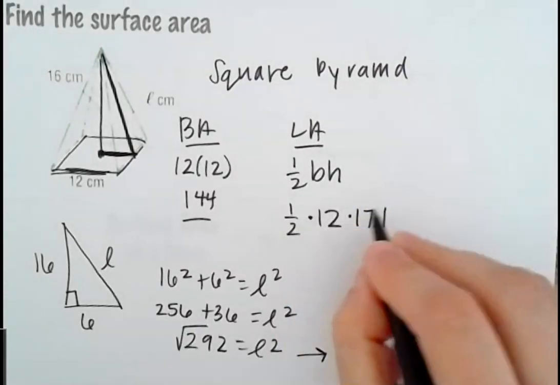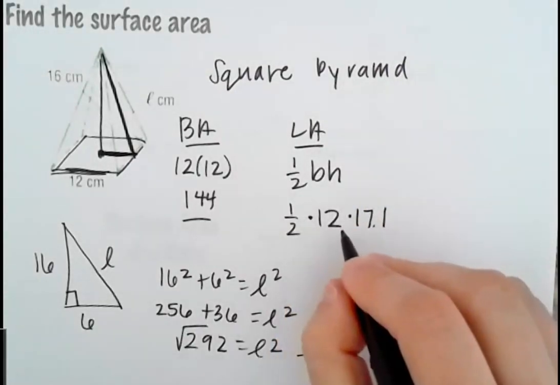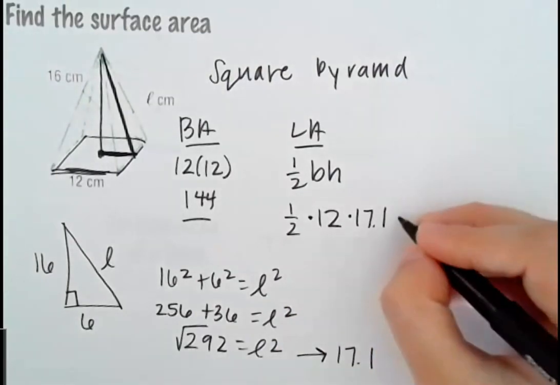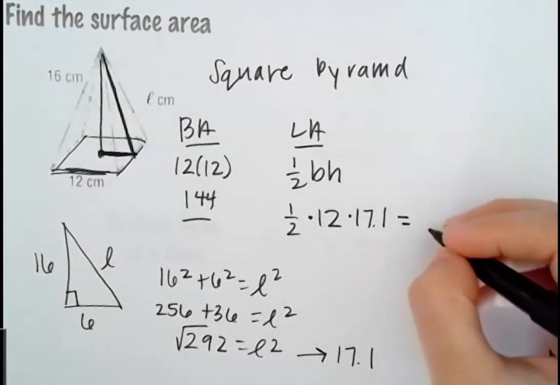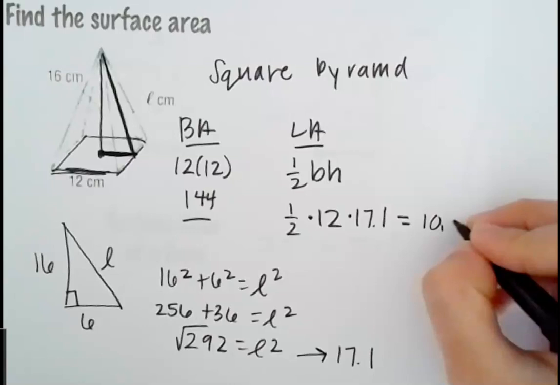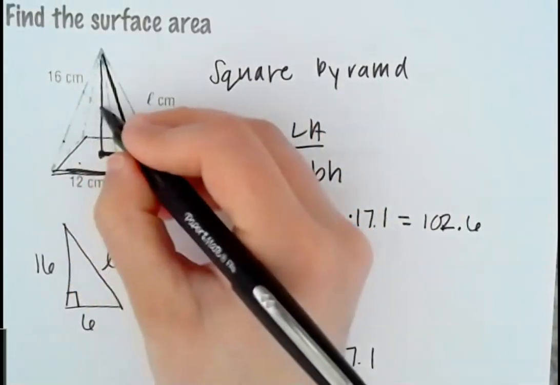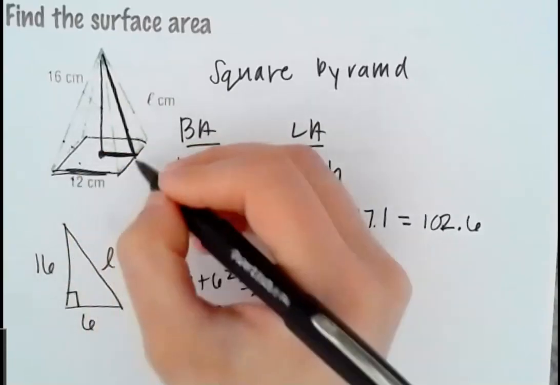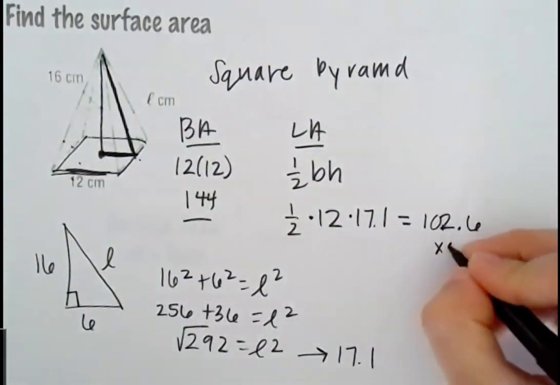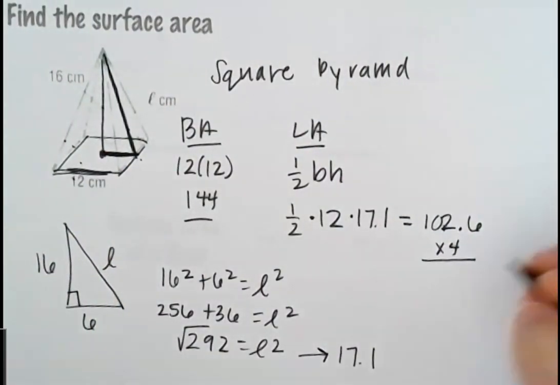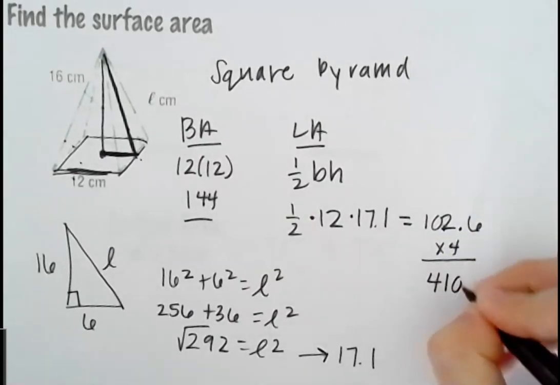So if we crunch this out, half of 12 is 6. 6 times 17.1 is about 102.6. How many triangles build up that pyramid, aka how many sides does the square have? Well, it has 4. So multiply that by 4 and you get 410.4.